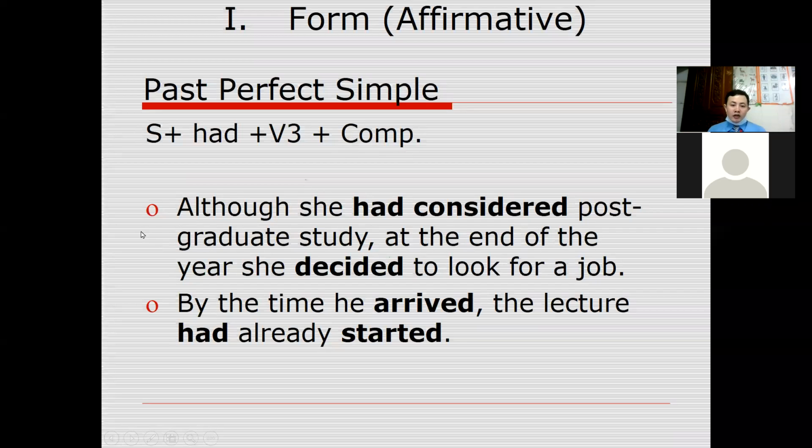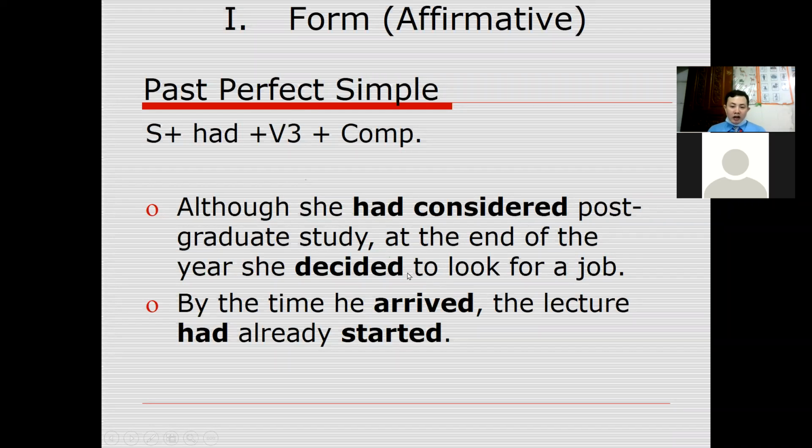That's okay. Okay, so let's see an example here. Although she had considered postgraduate study at the end of the year, she decided to look for a job. Okay? So where is the past perfect simple based on the form here? Subject, right? She had is had, and then verb 3 is considered. And the complement here, postgraduate study. Okay, so the sentence she had considered postgraduate study here is called past perfect simple.